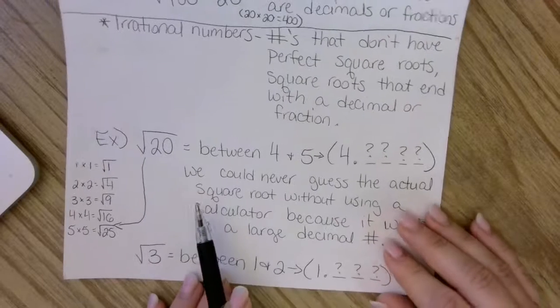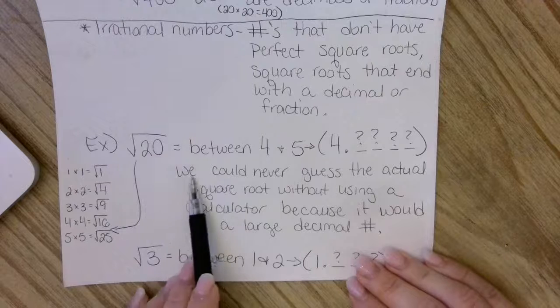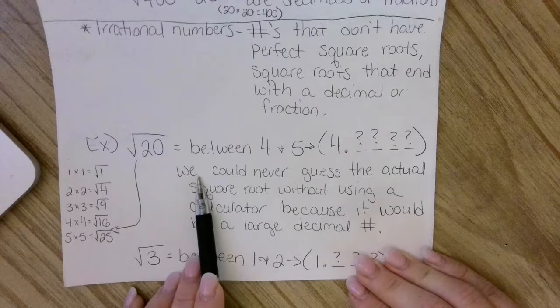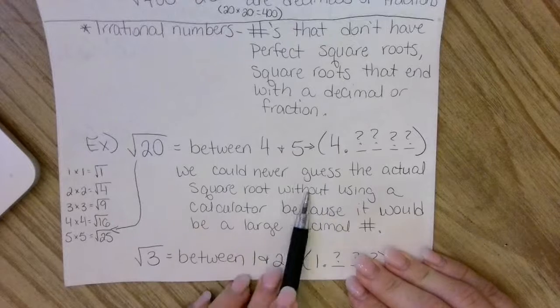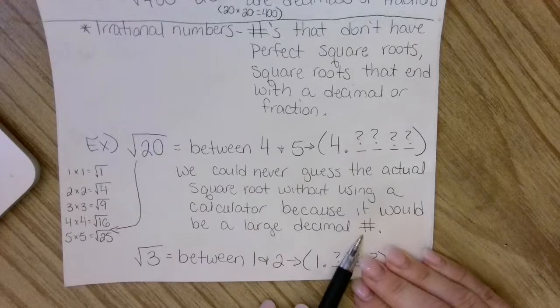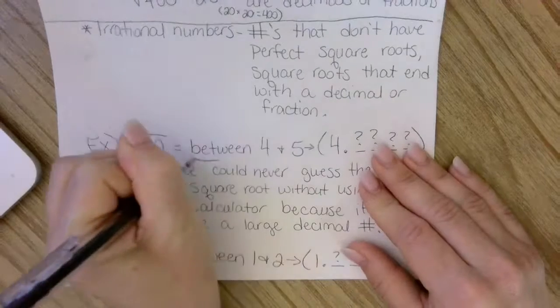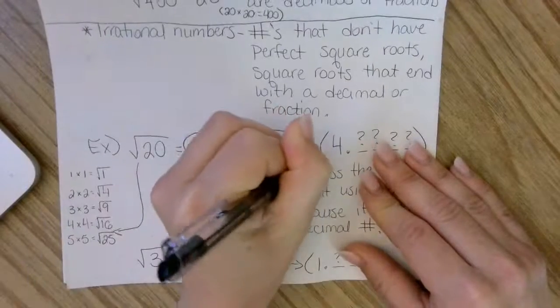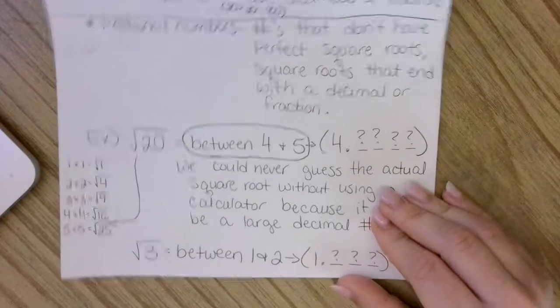And I wouldn't be able to solve that on paper if I wanted to actually do this quickly. So, point is, we can never guess the actual square root without using a calculator because it would be a very large decimal number. So the answer that we write is the numbers that it is between, and that's it.